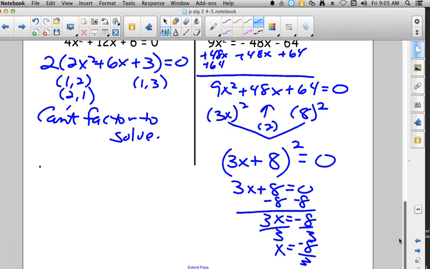So x equals negative 8/3, and then a light bulb flashes and we go, wait a minute, we got 2 answers for all the other ones. Aren't these always supposed to have 2 answers? The answer is, they are supposed to have 2 answers. Here's how we know.